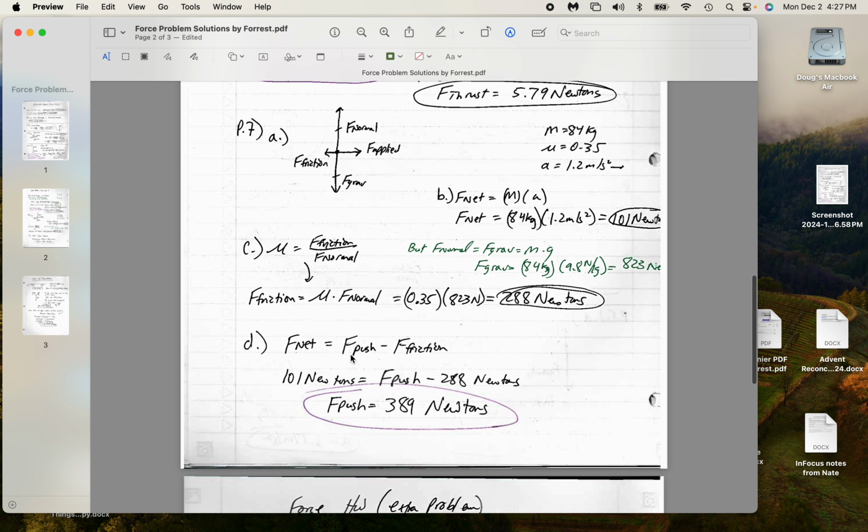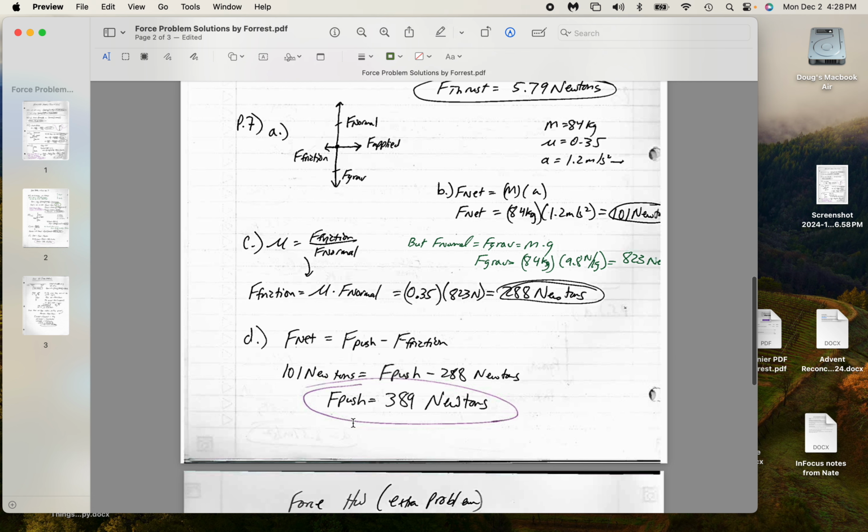Net force here, force push minus force friction. 101 newtons, force push minus 288 newtons of friction. So that means the push has got to be more than 288 newtons. It's got to be 389 newtons.